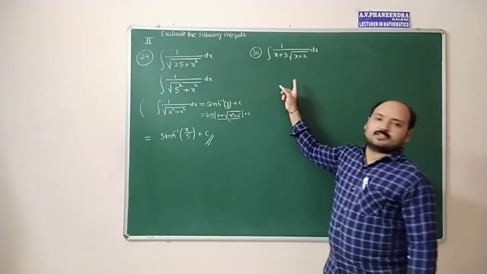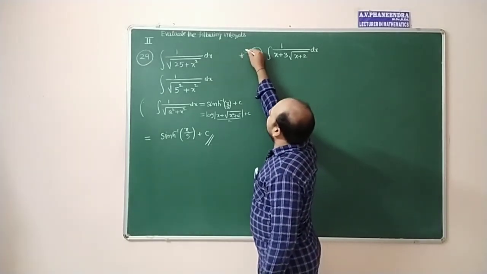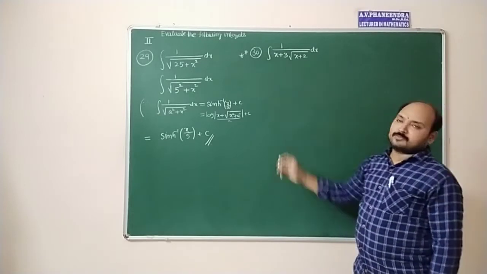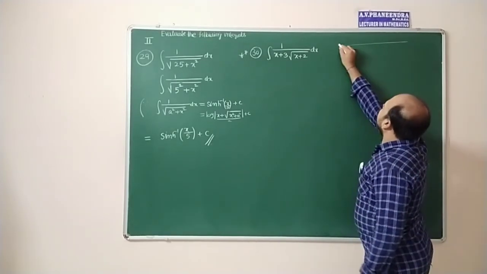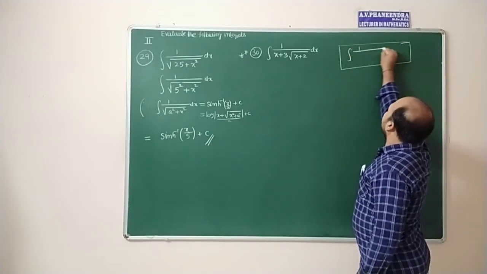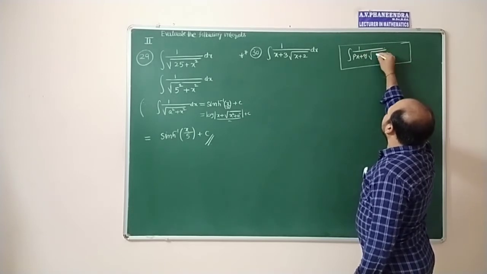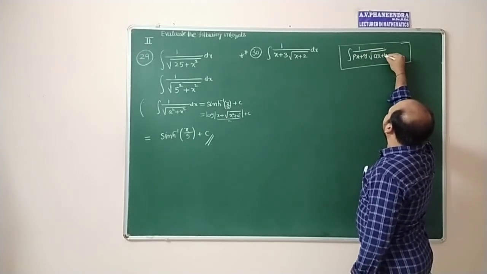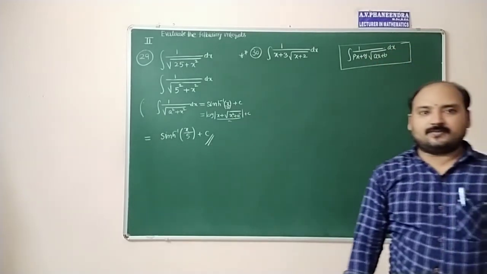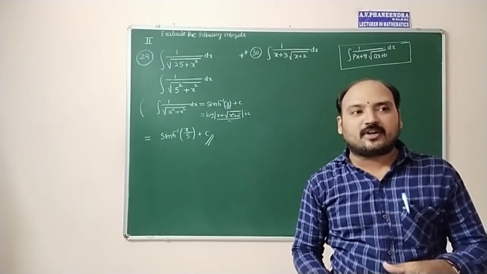Now come to this one. This is important for 2 marks, asked a number of times in the public exam. Put a star mark. To evaluate these types of problems, remember that here I am giving a hint. Integral 1 by px plus q into square root of ax plus b into dx. Both the functions are linear functions, px plus q as well as ax plus b.